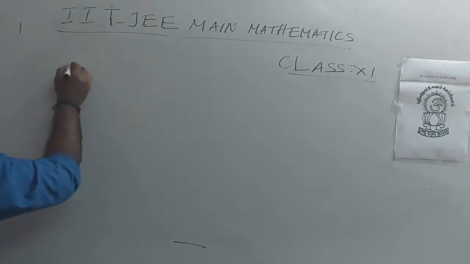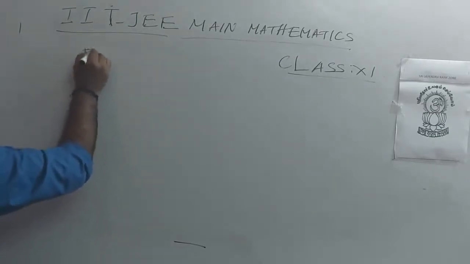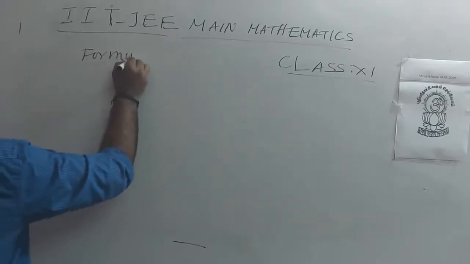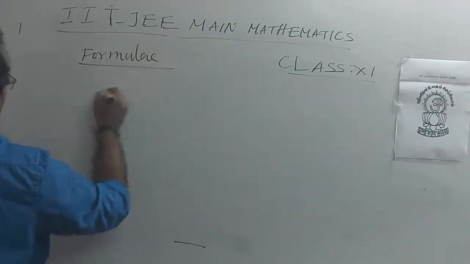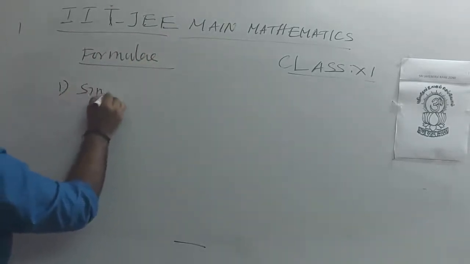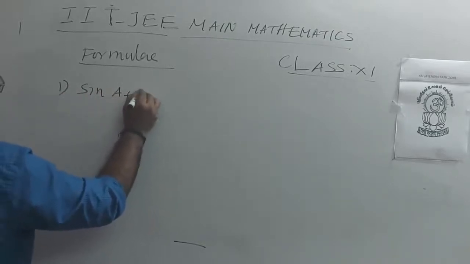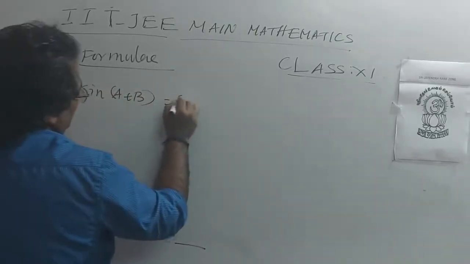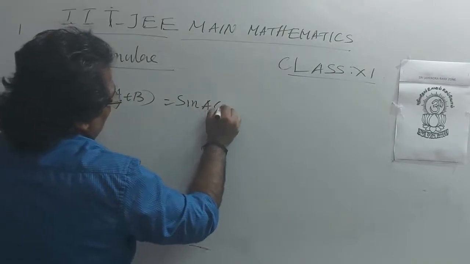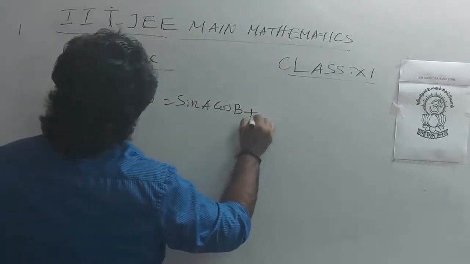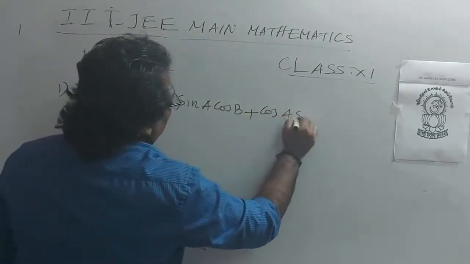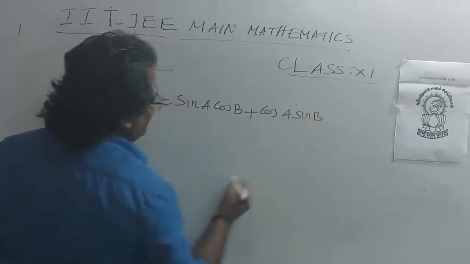Some list of formulae. Sin A plus B equals sin A cos B plus cos A sin B.